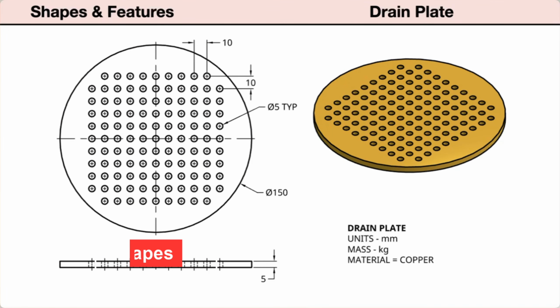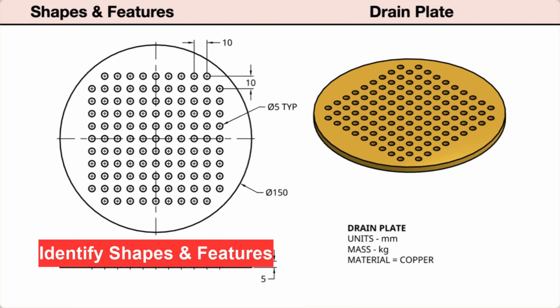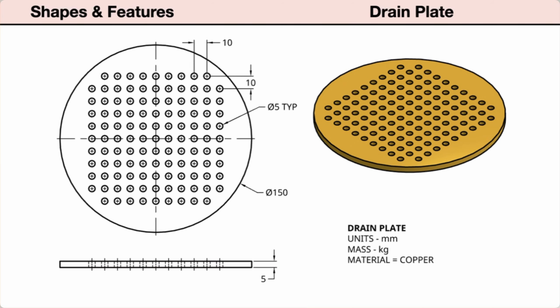When planning the parametric model, we need to identify the basic shapes and features. The top view shows the shape as a circular plate. The front view shows it has a uniform thickness. The top view shows a rectangular pattern of small holes centered on the circular plate. The hidden lines in the front view show the holes extending through the plate. The top view shows the part is symmetrical left to right and front to back.